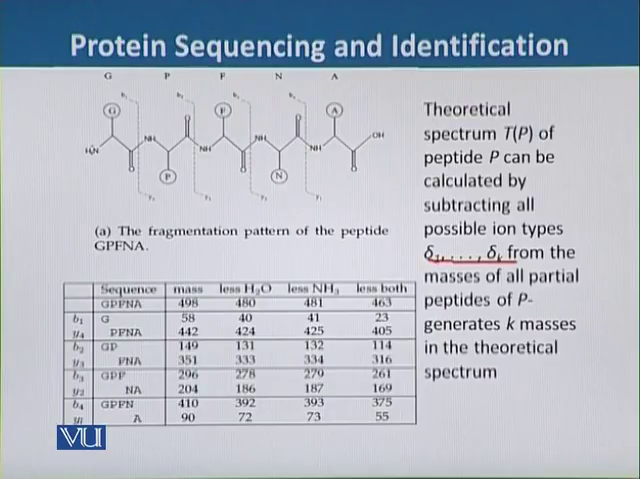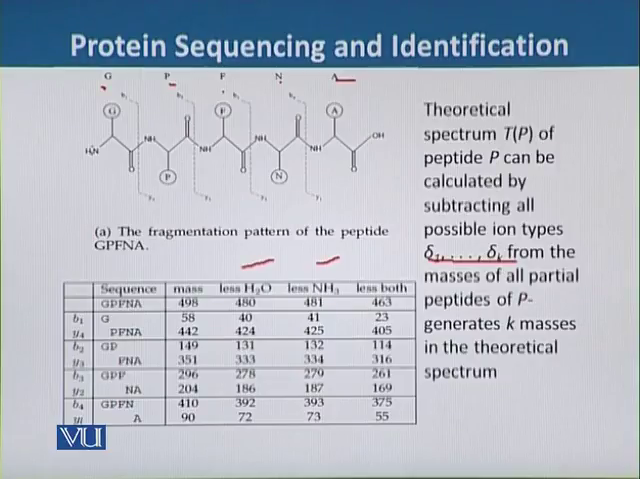Here we can see the peptide that we called GPFNA. When it breaks up and generates small peptides, small molecules that we call ions are released from these peptides, and the two most important ions are the water molecule and the ammonia molecule.